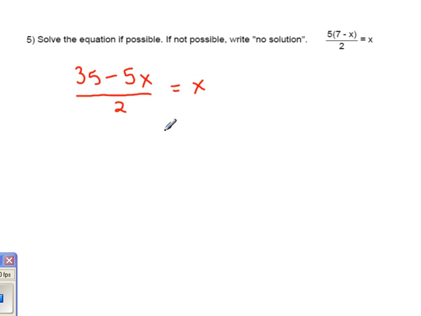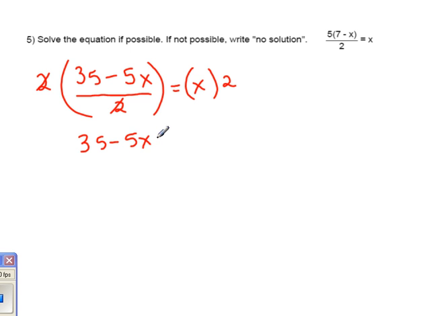Now, if you don't like the denominator here, if you don't like fractions, let's get rid of the fraction. So let's multiply both sides by the common denominator, which in this case is 2. And that'll eliminate the 2's here to leave just 35 minus 5x. And x times 2 is 2x.